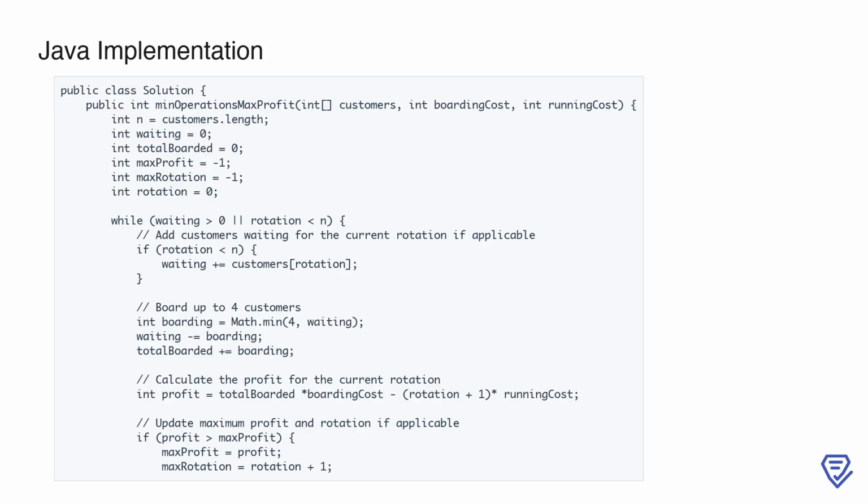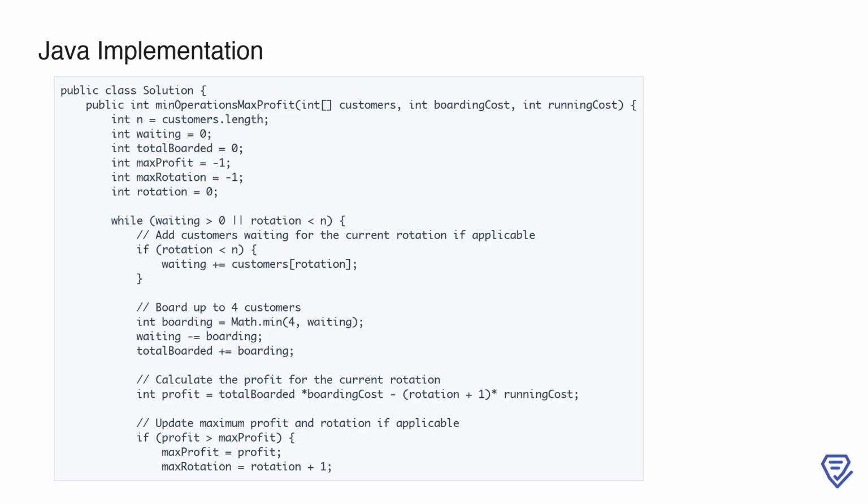We initialize several variables to track the state of the operation. N is the length of the customers array, waiting keeps track of the number of customers yet to board, total boarded accumulates the total number of customers who have boarded, max profit stores the maximum profit observed so far, and max rotation records the rotation that achieved this maximum profit. The rotation variable counts the current rotation of the wheel.